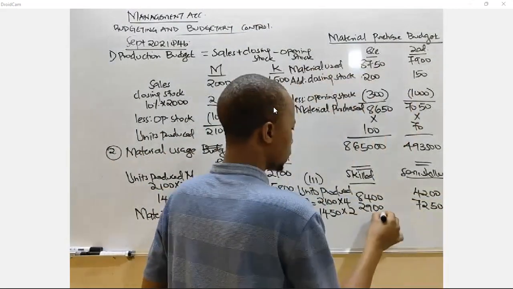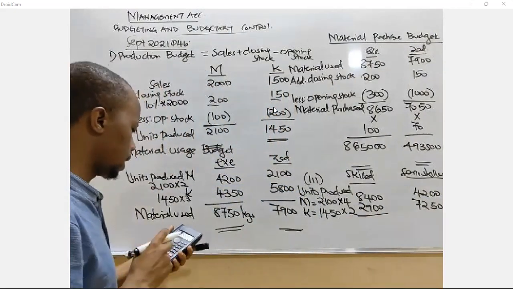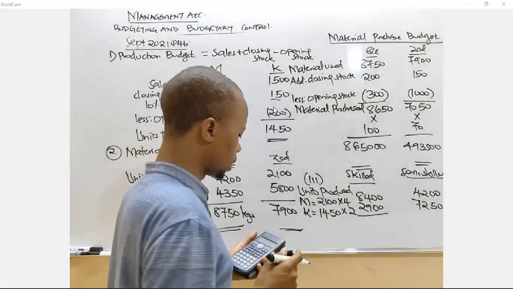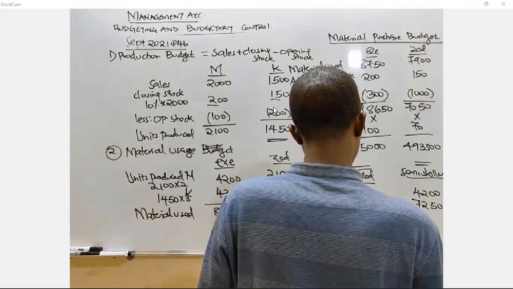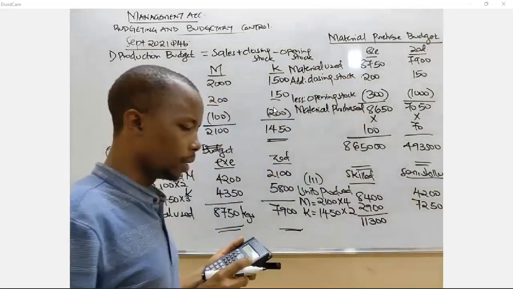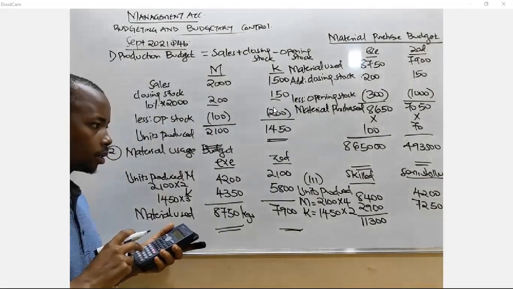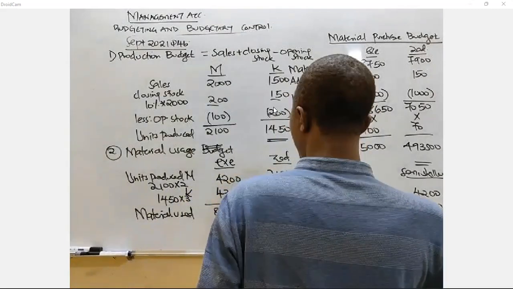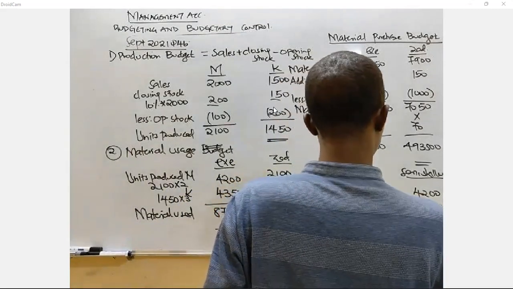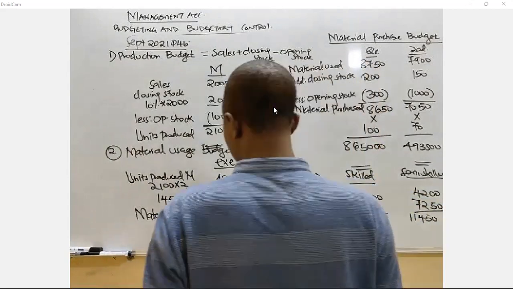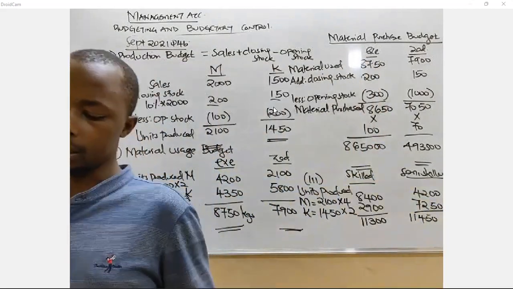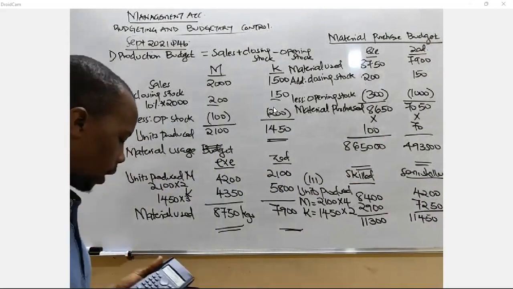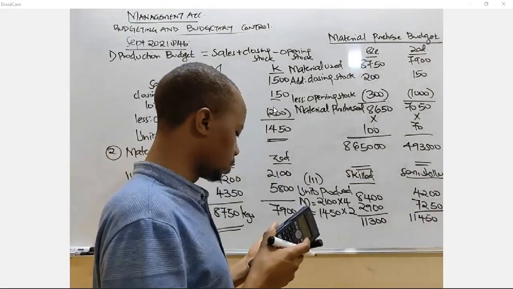All of these are total hours. So we get the total hours for the skills. I say 8400 plus 2900. We are getting 11,300. Then the other one will be 4200 plus 7250. We are getting 11,450. Now, after you get that, remember the examiner is asking you in shillings.